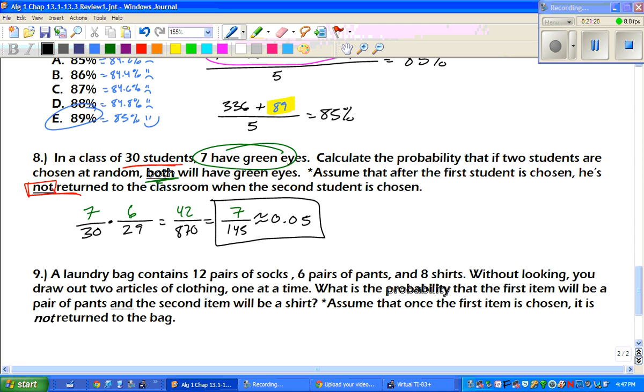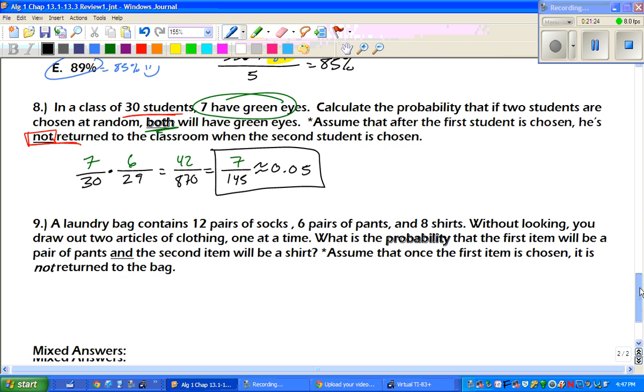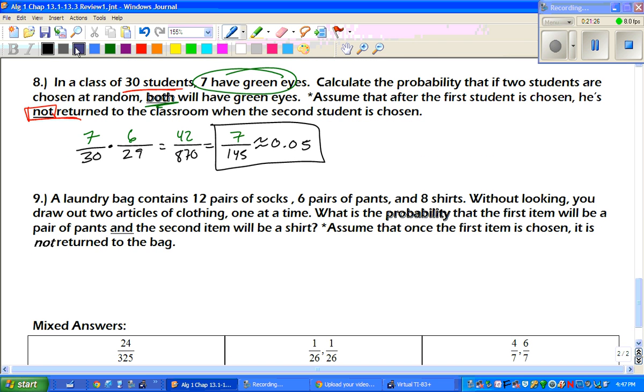Okay? All right, number 9, you guys get to do that all on your own. Just remember to find out what the total is before you get started, okay? And the key thing here, the word that I see, and means to multiply. Good luck.